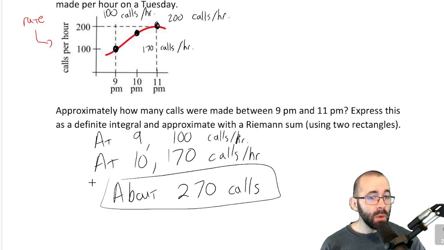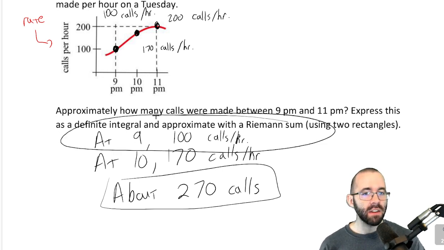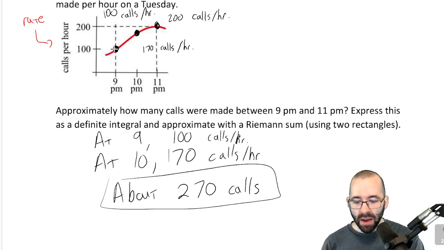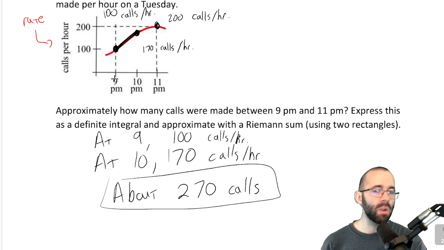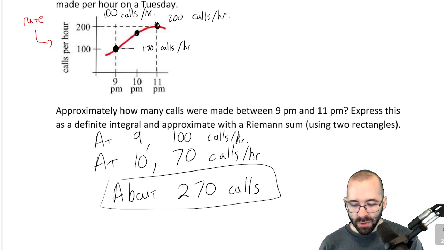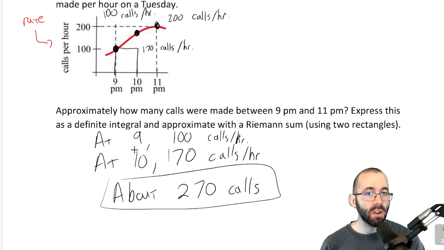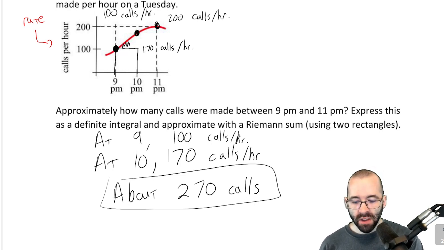But what we are really doing here is a Riemann sum. Because it's not fair to say that there were only 100 calls between 9 and 10. That was approximately the rate at 9 p.m., but notice that between 9 and 10, the rate's increasing. So actually, there's going to be more than this. What we did is we found the area of this rectangle. We are undercounting the calls. There's all this area that we're not taking into account.